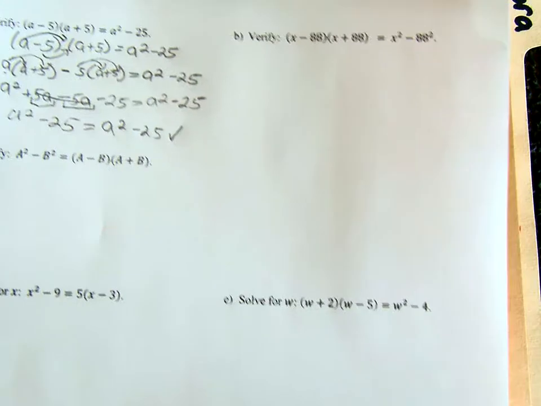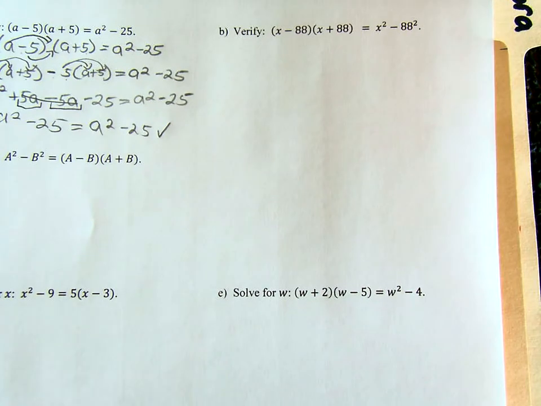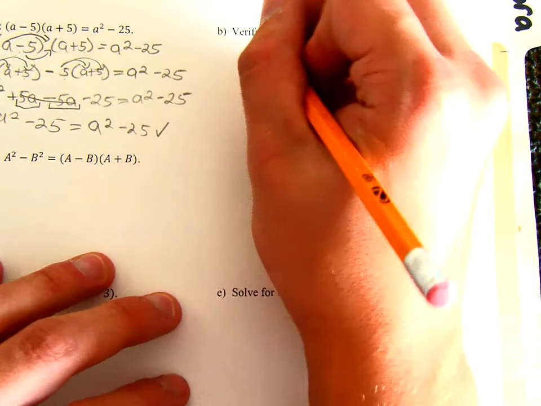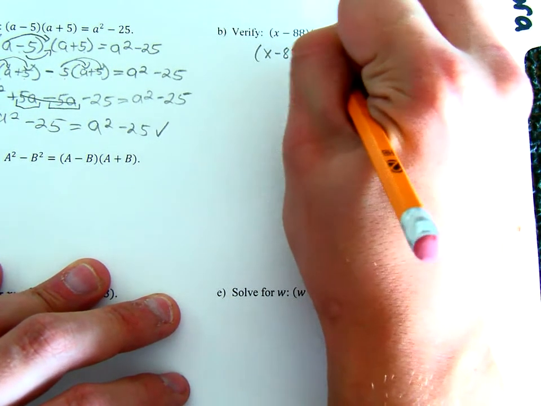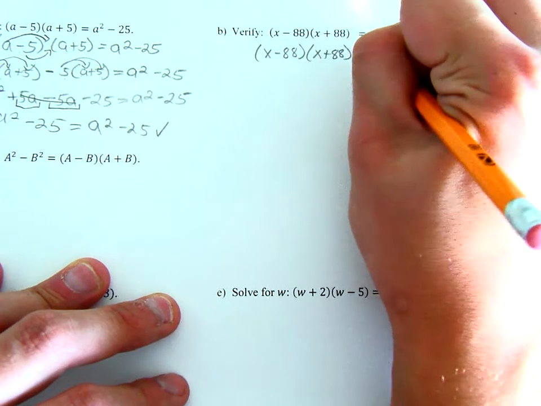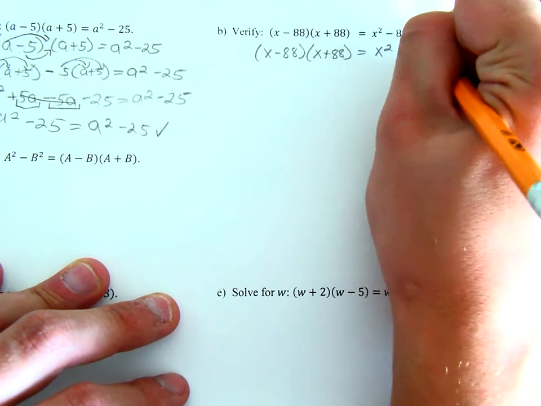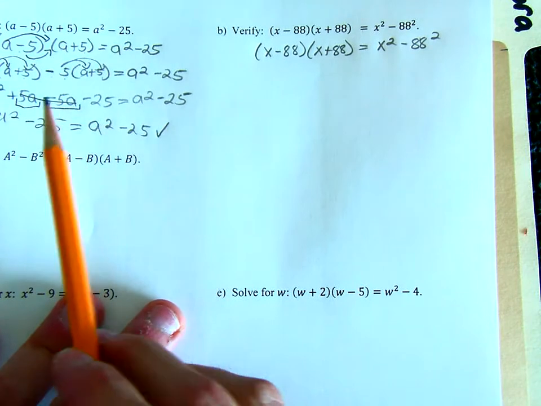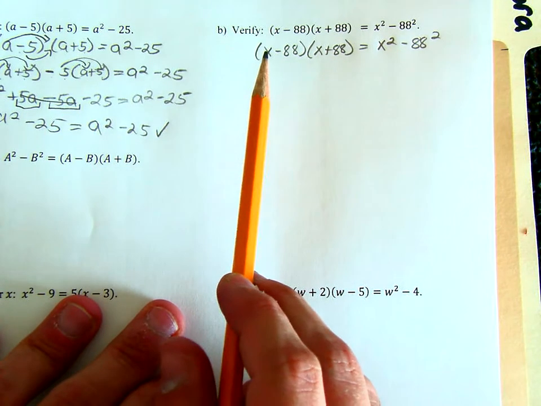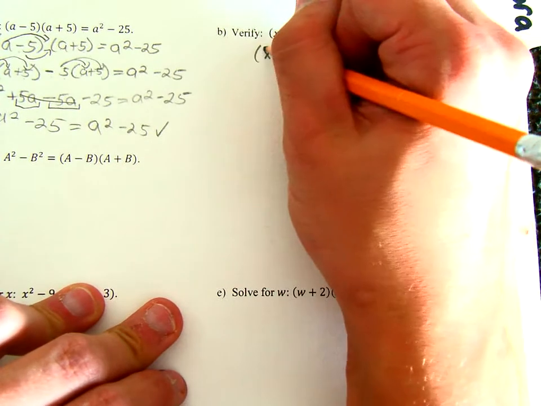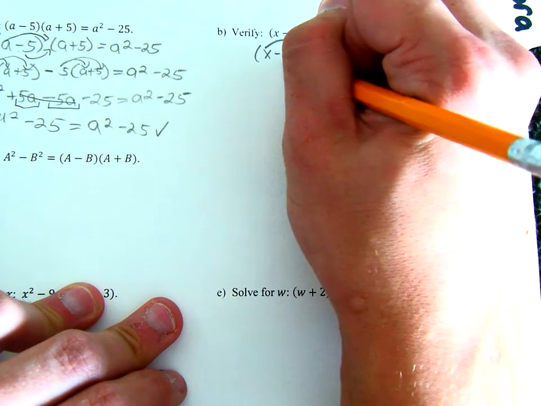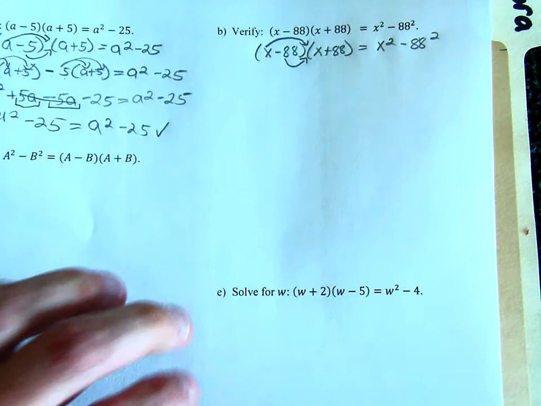For part B, they want us to verify that x minus 88 times x plus 88 is equal to x squared minus 88 squared. So looking at this, we're going to do the exact same thing we just did in the last problem. Distribute this x to each one of these terms, and then distribute the negative 88 to each one of these terms.